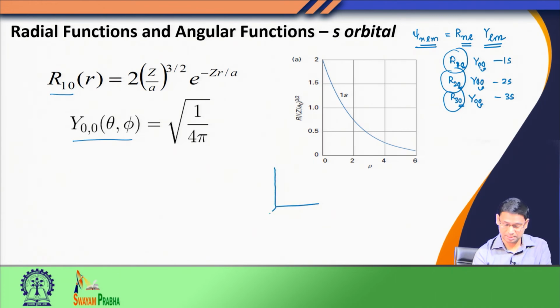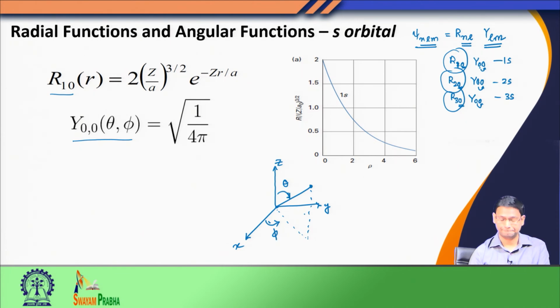So, in the spherical coordinate system, suppose we defined our x, y, z like this, and the angle that it made with the z axis is theta, and the angle that it made with the projection of this point onto the xy plane is phi. Phi goes from 0 to 2 pi, and theta goes from 0 to pi, and this value is r.